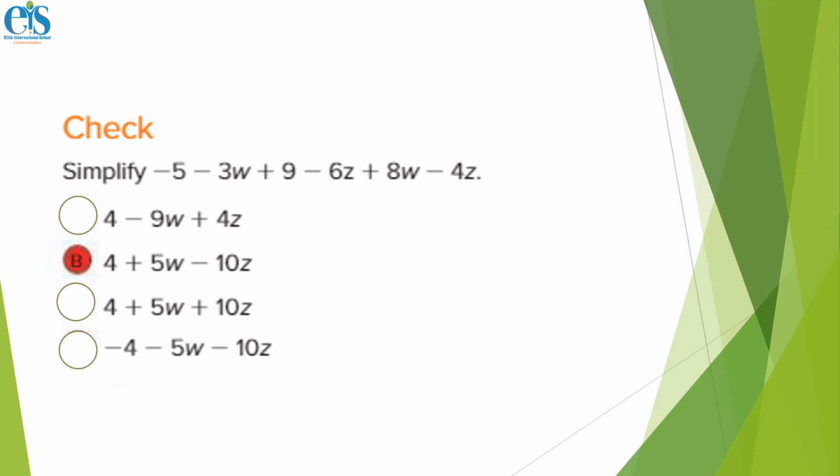Where did you get the number 4 from? -5 plus 9 is 4. -3w plus 8w gives you 5w, and then -6z and -4z combined together gives you -10z. Good job!